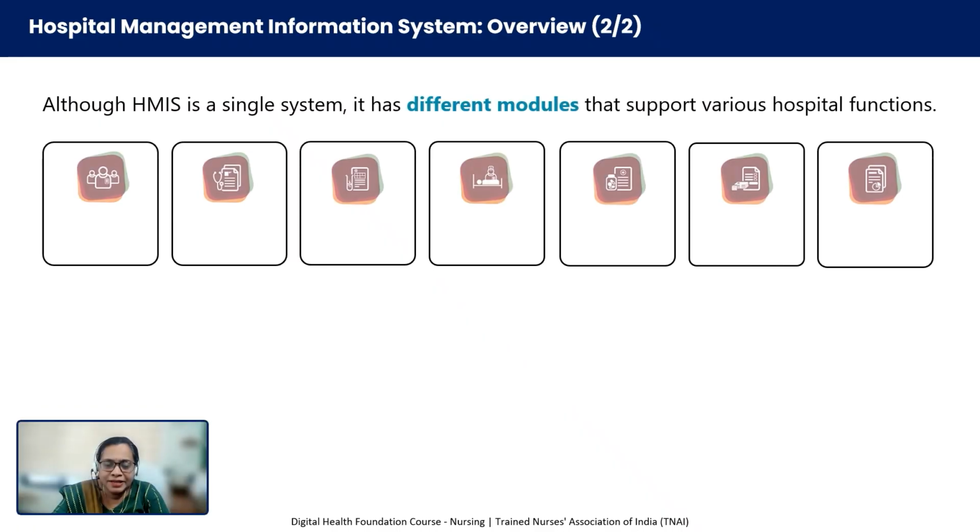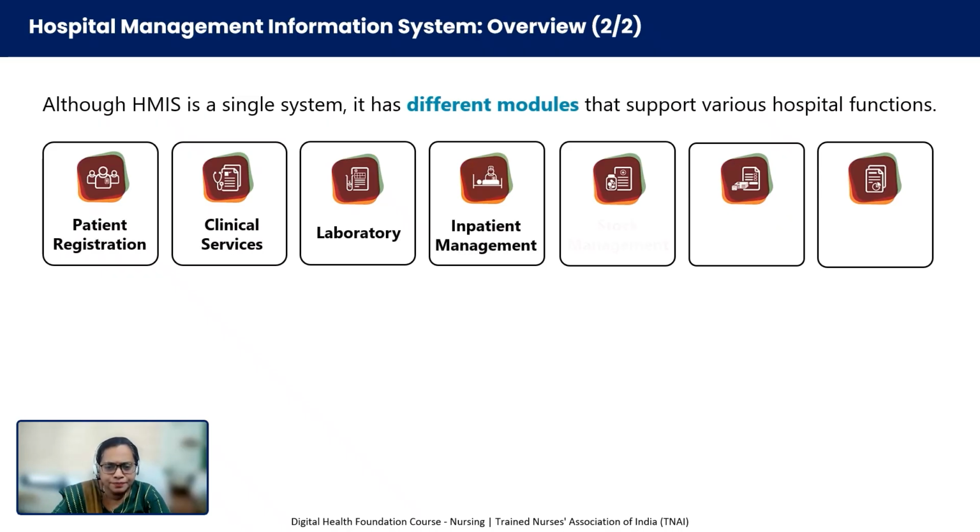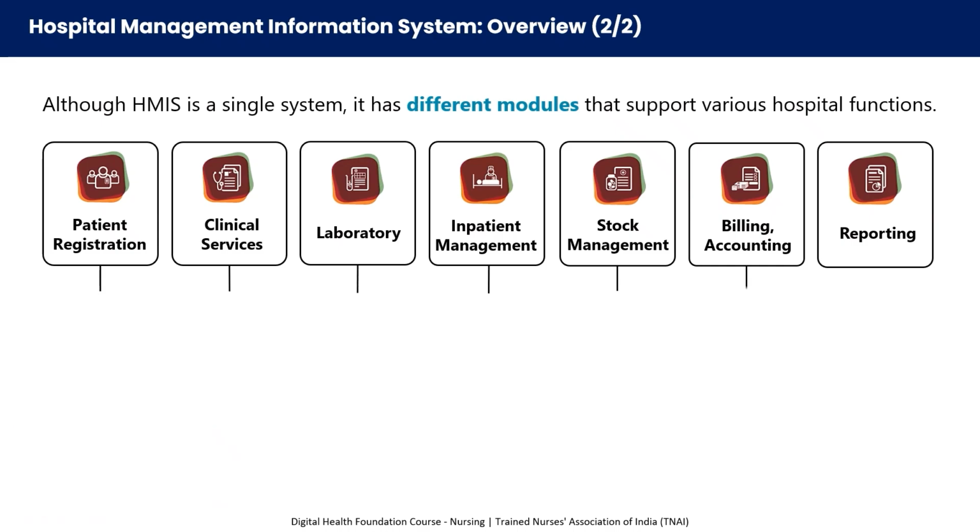Now, in the previous slide we have seen that HMIS is a single system. However, in reality, it is a collection of different modules. Each module is designed to handle a specific function in the hospital. As you can see through this particular slide, some real life examples. First module is patient registration. This is where the care begins. The system captures patients' details and generates a unique ID that links all their records together.